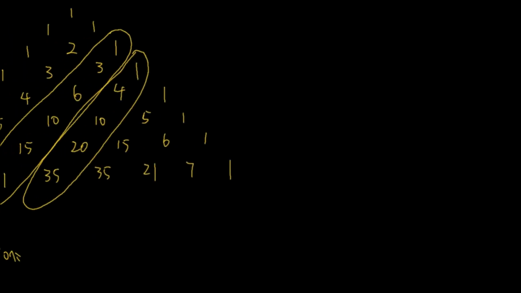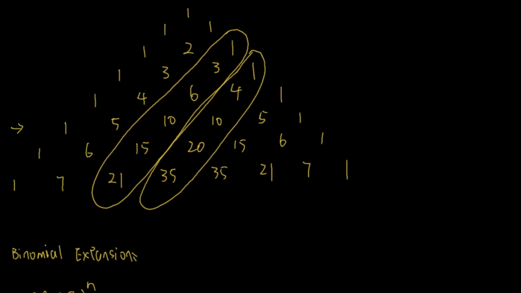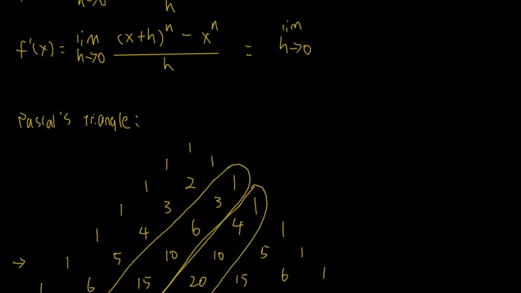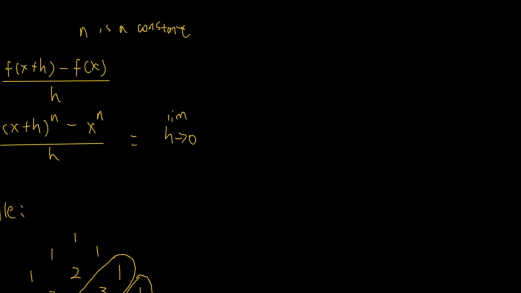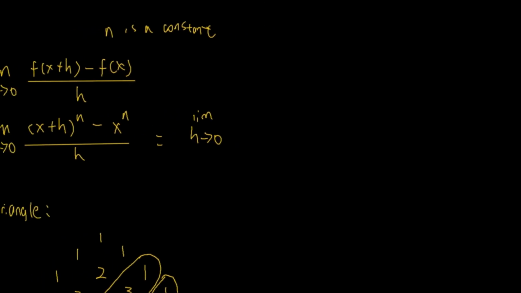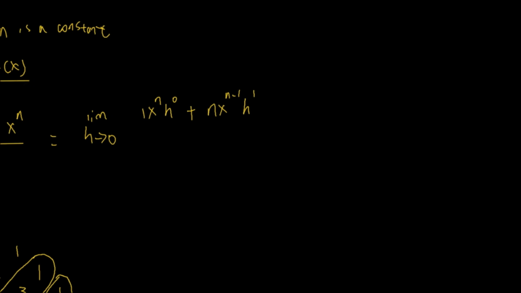Okay. So here, as h approaches 0. So we know that when you expand (x + h) to the power of n, the first term is 1 times x to the power of n times h to the power of 0, plus the second term. We know that a2 is equal to n. That's why we said n times x to the power of n minus 1 times h to the power of 1. So this is the pattern for the exponent, for the degree of power for x and h.